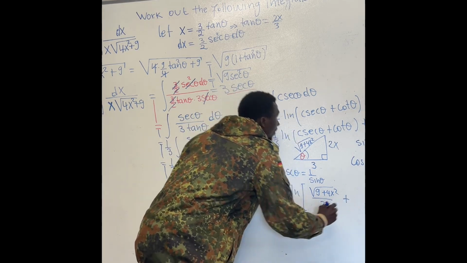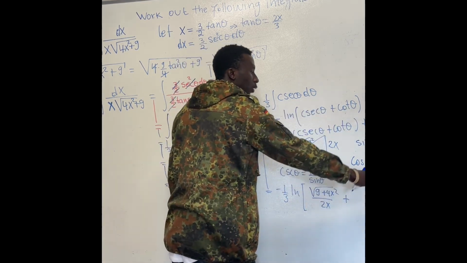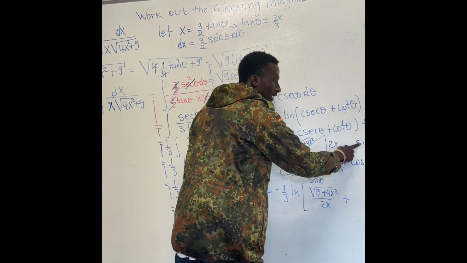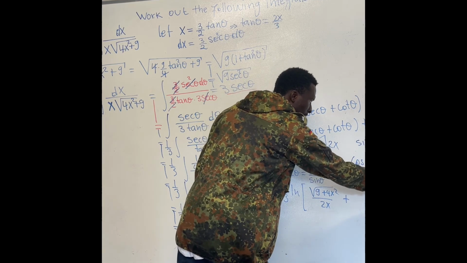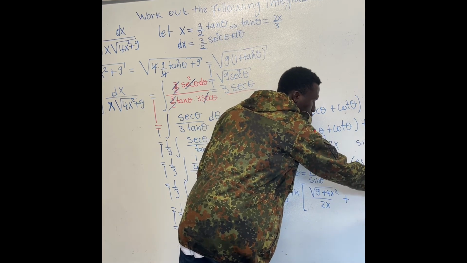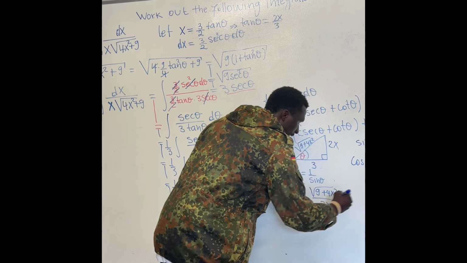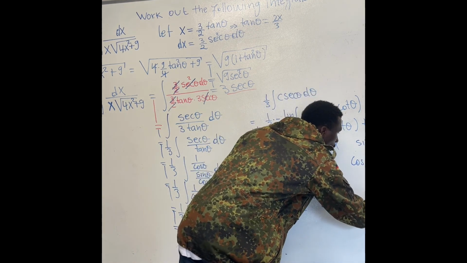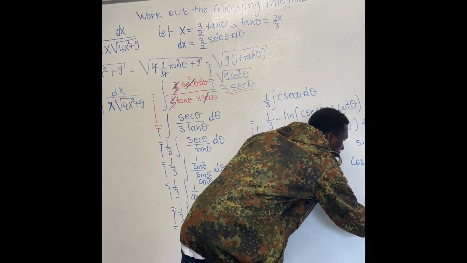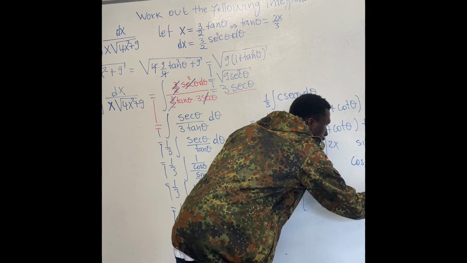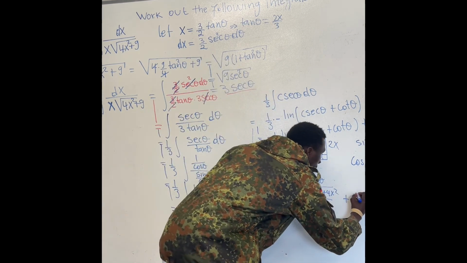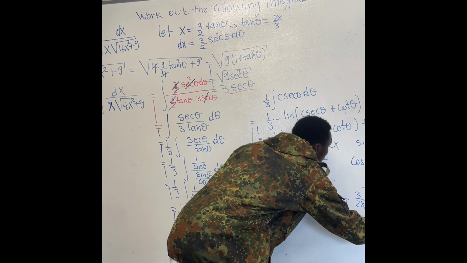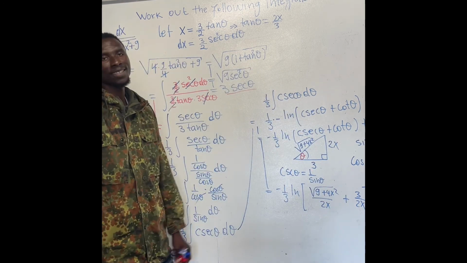And then plus, what is this one? We need to take cos and divide by sine. So this is going to be cos, and then we divide again by that one. For sine it is 2x, divided again by the square root of 9 plus 4x squared. So this and that one can cancel, and we're going to be left with 3 over 2x, plus c. That is how you should find this integration.